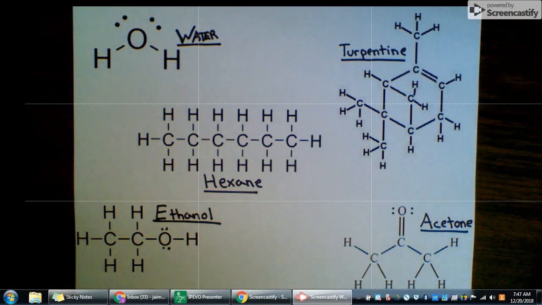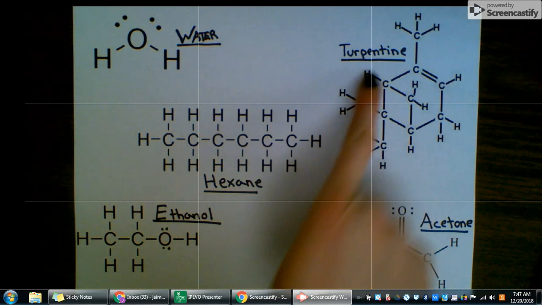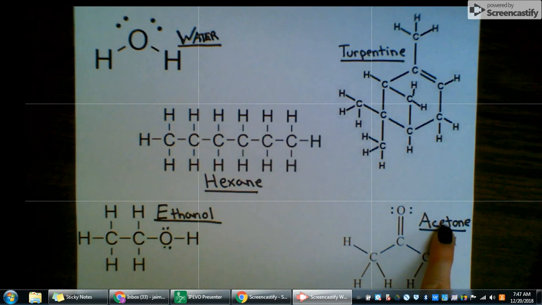Hi everyone, we're going to go ahead and go over the IMFs for each of the solvents that were used in the Crayon demo today. So that's water, turpentine, hexane, ethanol, and acetone.